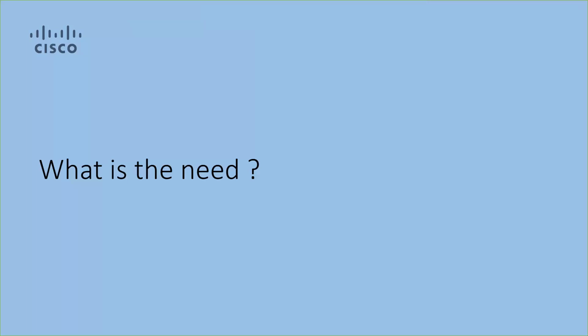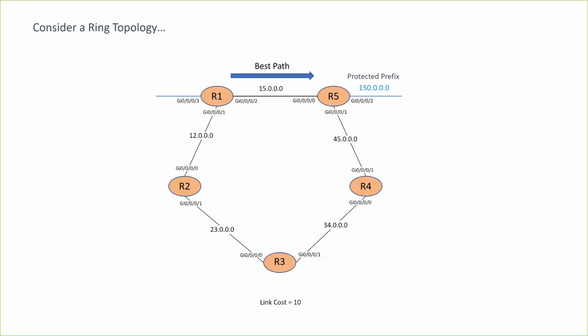So first, what is the need for FRR? There's a lot of research and work that has gone into FRR. Assume we have a ring topology like this, and if you have doubts anywhere, feel free to stop me. My source router is R1, where traffic is coming in, and it needs to go out of R5 to 150.0.0.0, my destination prefix. The best path is from R1 to R5.